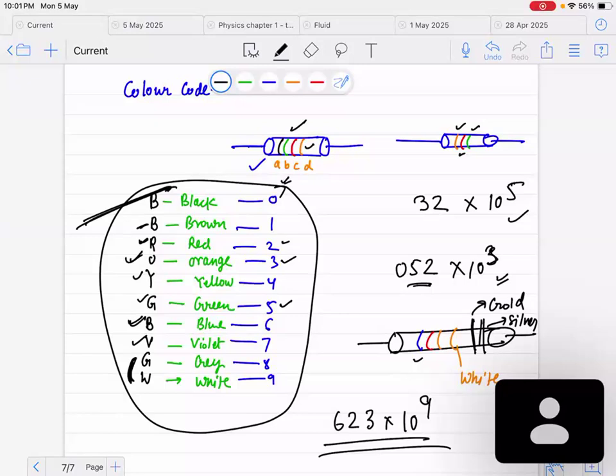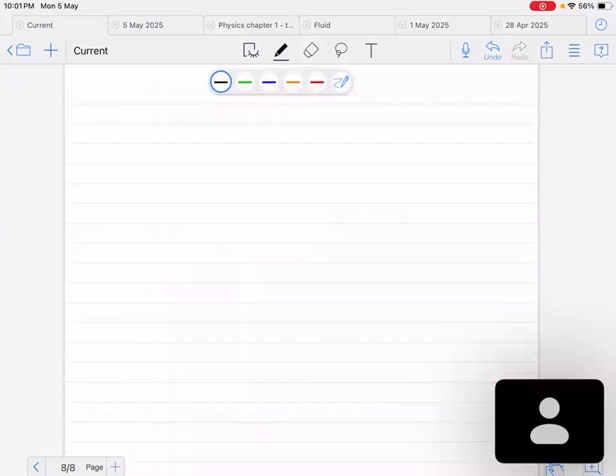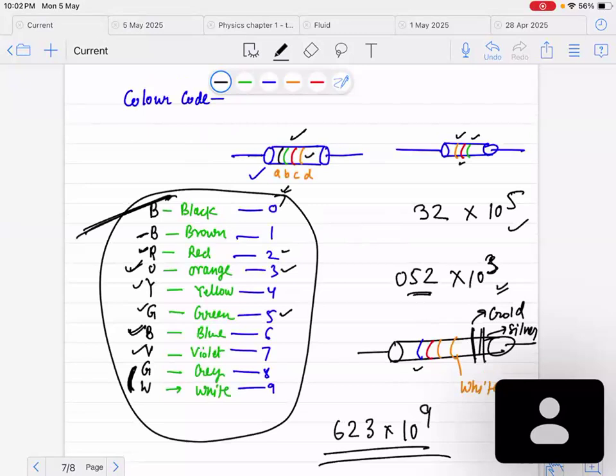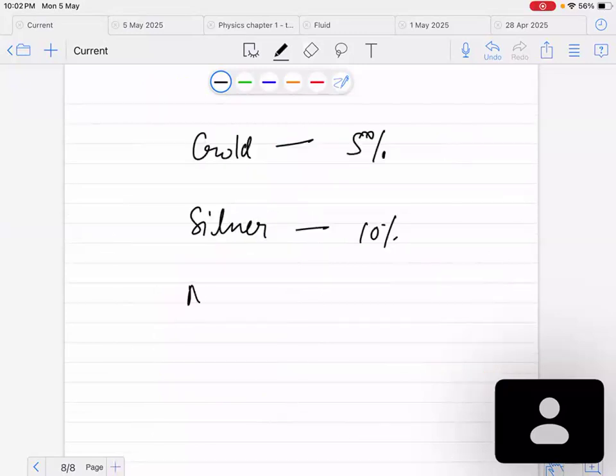Sometimes no color. So gold means 5% error. Silver means 10% error in the resistance. Whatever resistance you are writing, if there's a gold line, it means 5% error. If there's a silver line, it means 10% error. And no line means 20% error. It is known as the tolerance.